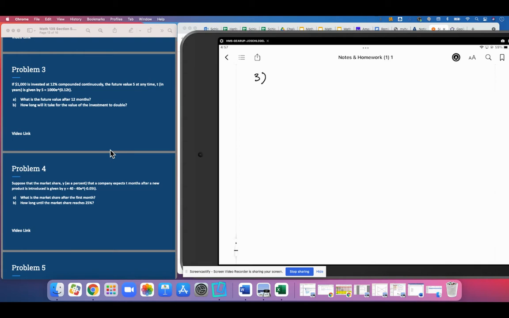I'm not going to Wolfram this one or GeoGebra this one, because we've done a ton of GeoGebra-ing so far. So I'm just going to swing this in here. I've got 1000 e to the 0.12t. And we're looking for 12 months. It's important to pay attention to the fact that it says t is in years in the problem. So we do have just a 1 going in for t, not a 12, because 12 months is equivalent to 1 year. So we've got 0.12 times 1.